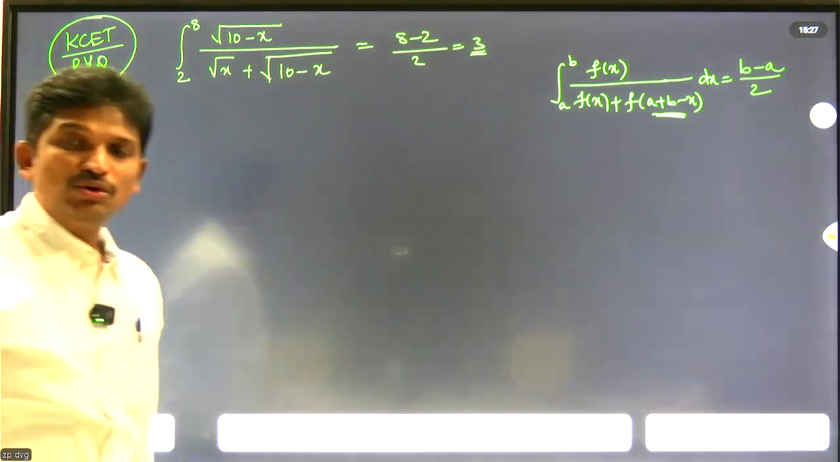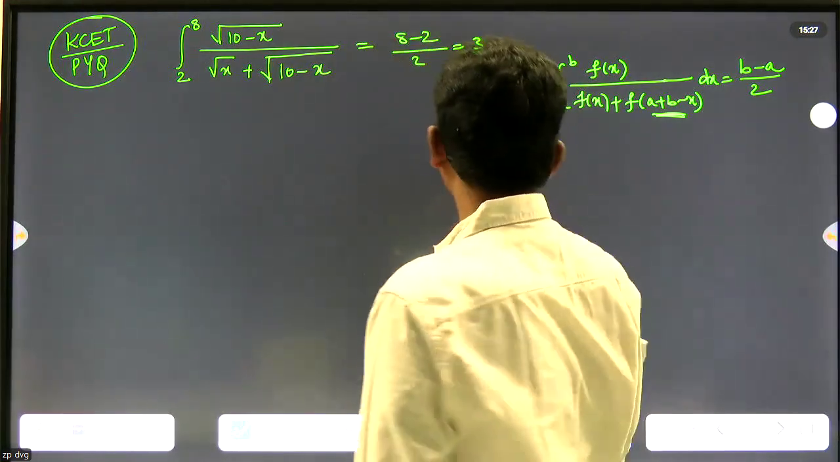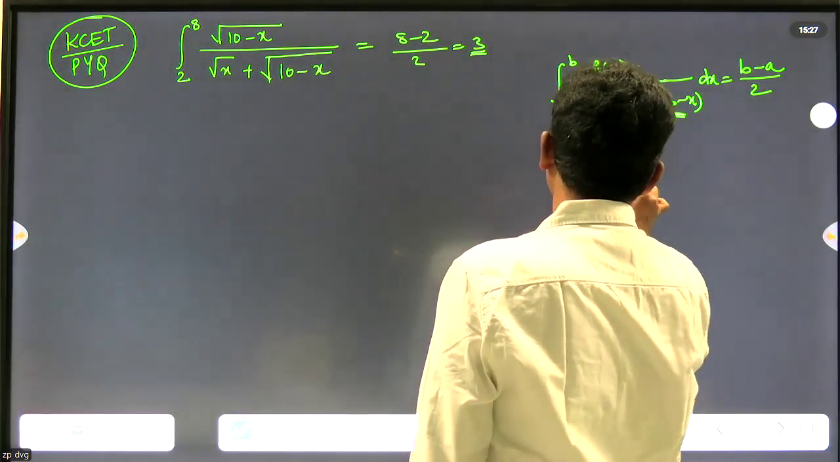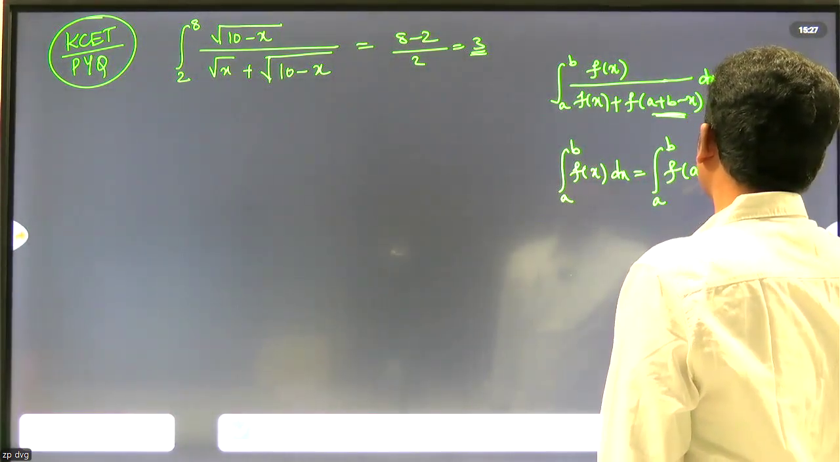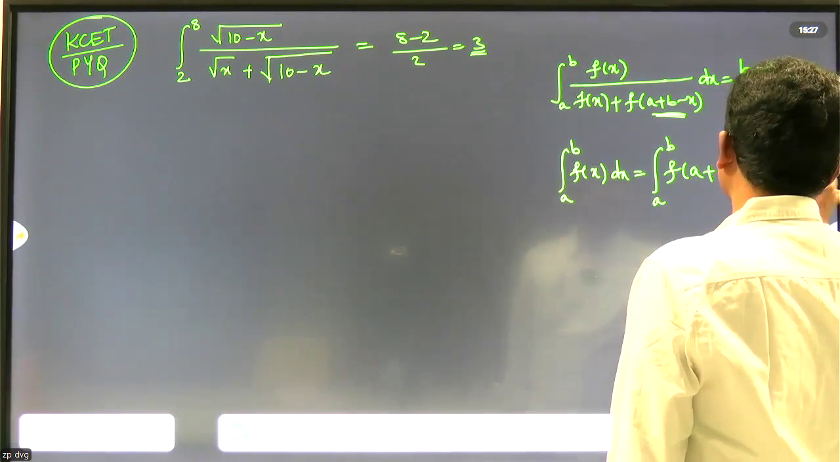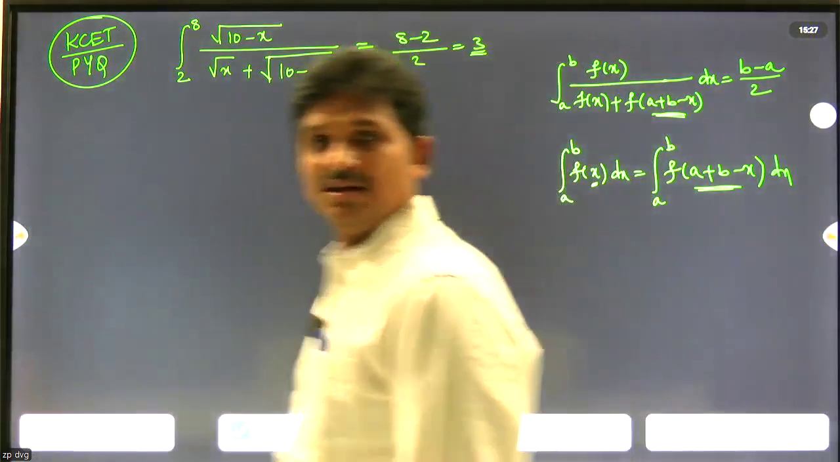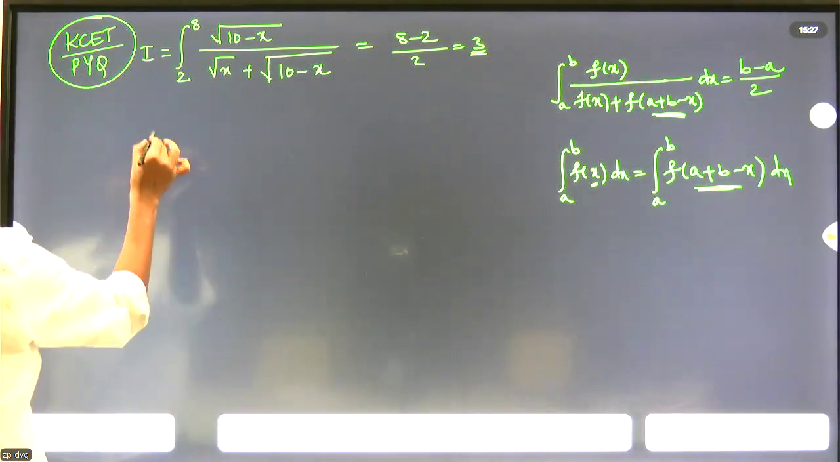Sir, no, I want to do this in a regular method. Regular method is what? We have that formula. Integral of a to b f of x dx can be written as integral of a to b f of a plus b minus x dx. In place of x, you can write a plus b minus x. I'll just do it a little faster, try to understand in case you need that.